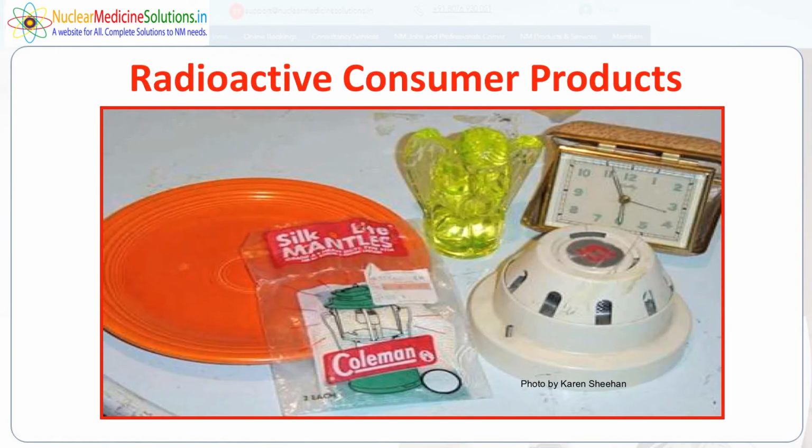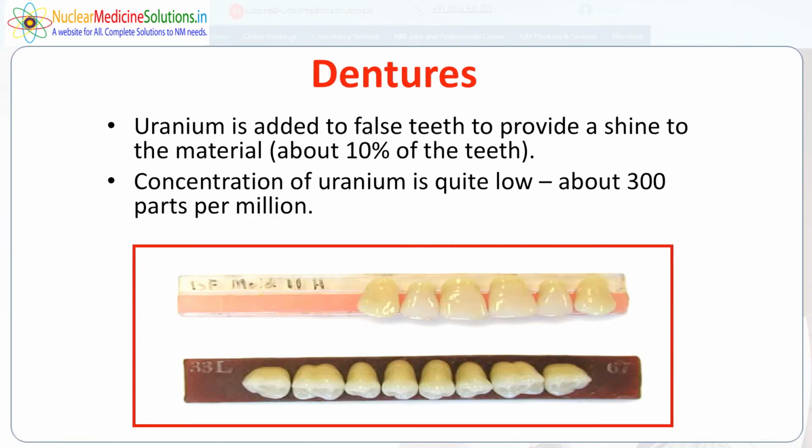Now see radioactive consumer products. We all know smoke detectors and watches. What happens? They have radioactivity and it shines. A very small amount of radioactive material is used in these products, which are called consumer products, which do not have any kind of harm, but are very useful for our day-to-day work.